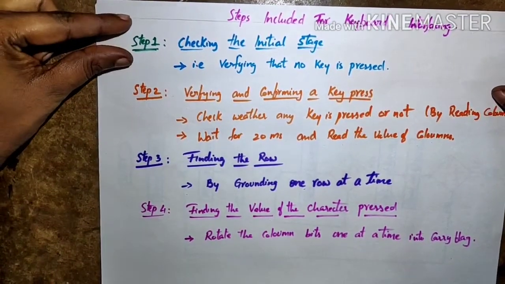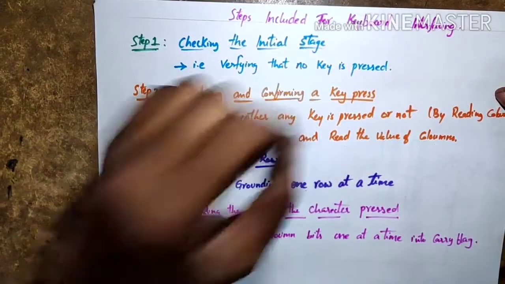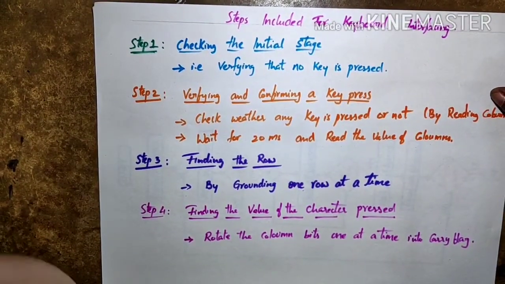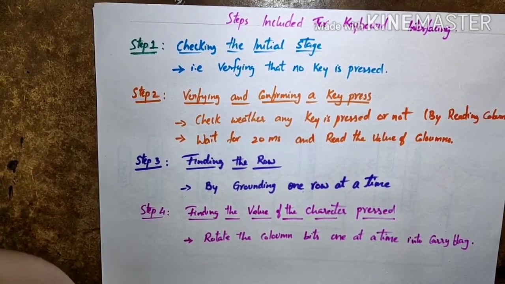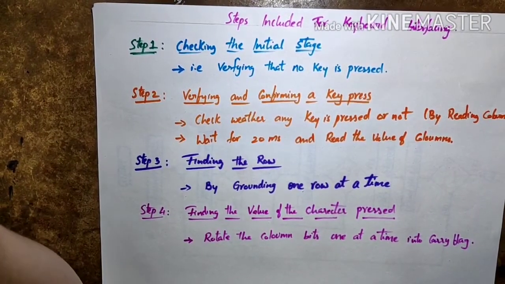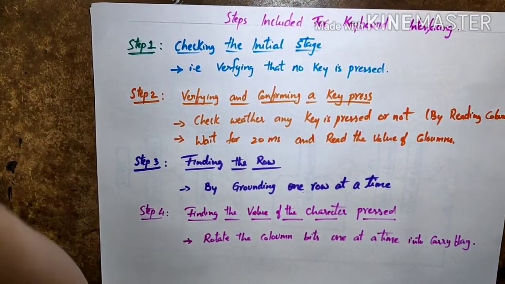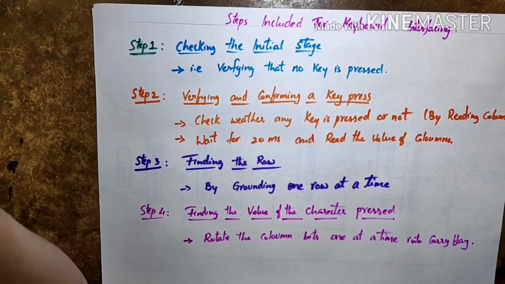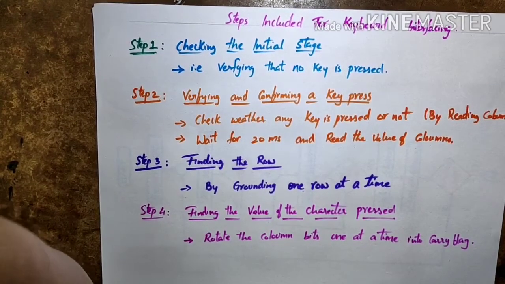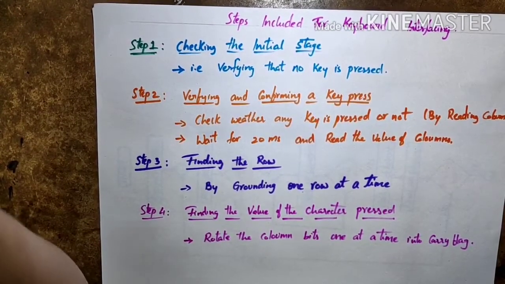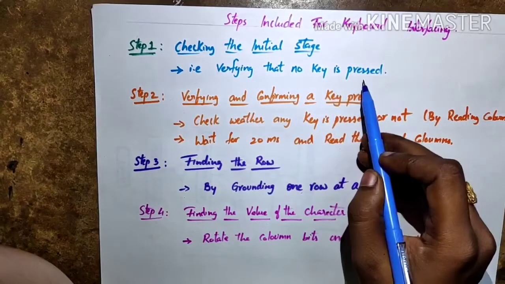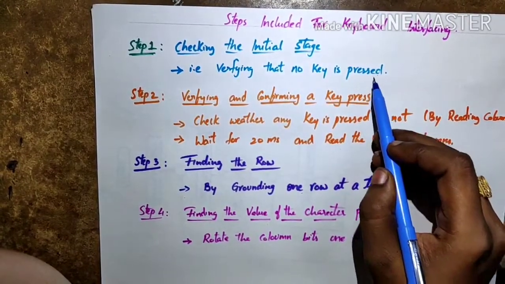In step 1, checking the initial stage. Initial stage means, if we want to press anything in a keyboard, first the keyboard must be in its initial stage, so no key must be pressed. When all keys are released, that is the initial stage. So first we should verify that no key has been pressed.